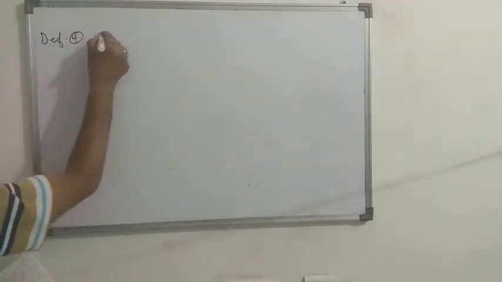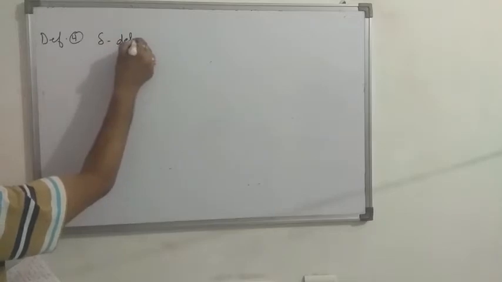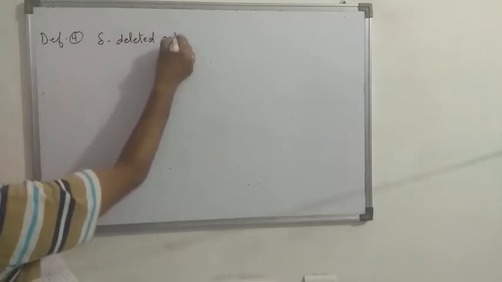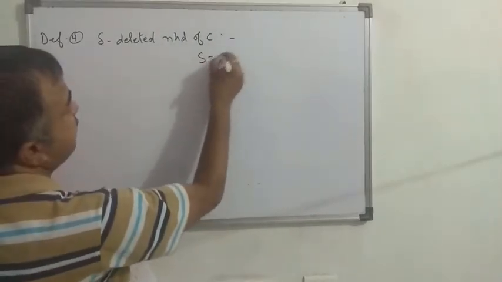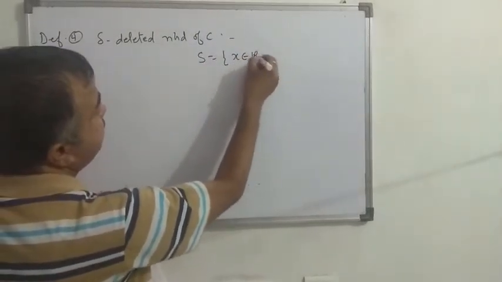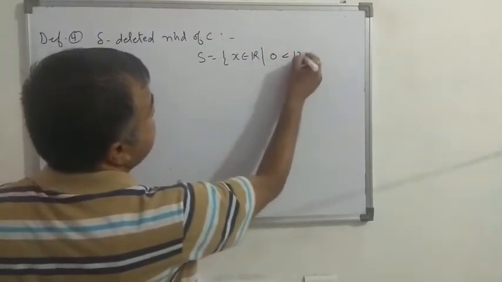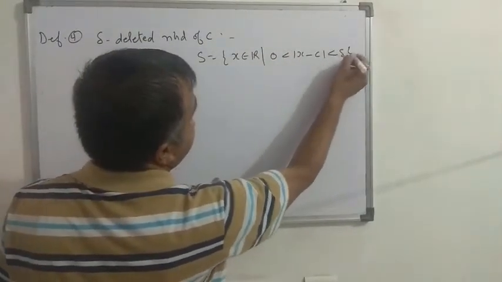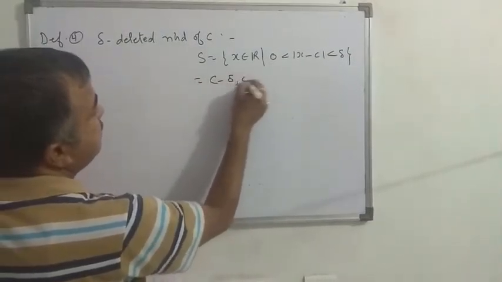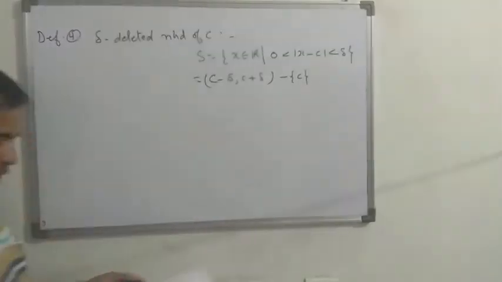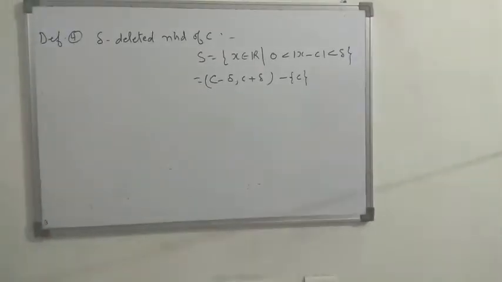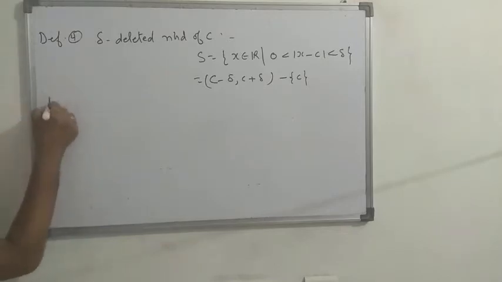Fourth definition, delta deleted neighborhood of c. This is again the set of those real numbers such that 0 is less than modulus of x minus c less than delta. That is, (c minus delta, c plus delta) minus the point c. Again, as before, deleting the point c from the delta neighborhood, the remaining one is known as the delta deleted neighborhood of the point c.